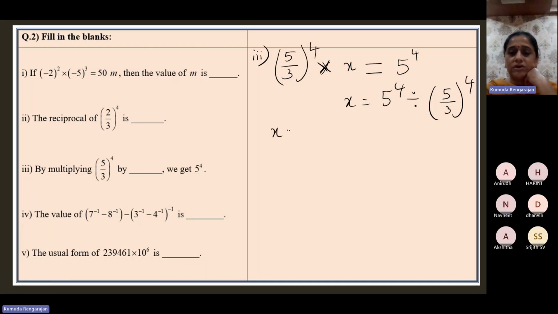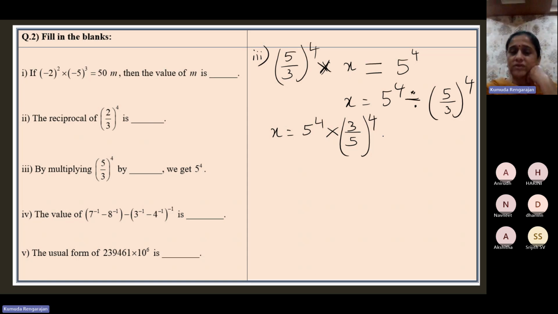Now x is equal to 5 to the power 4. Division becomes multiplication, and then you'll have to write the reciprocal of the next term. Correct. So it'll be 3 by 5. How do you write the reciprocal, with the power 4?